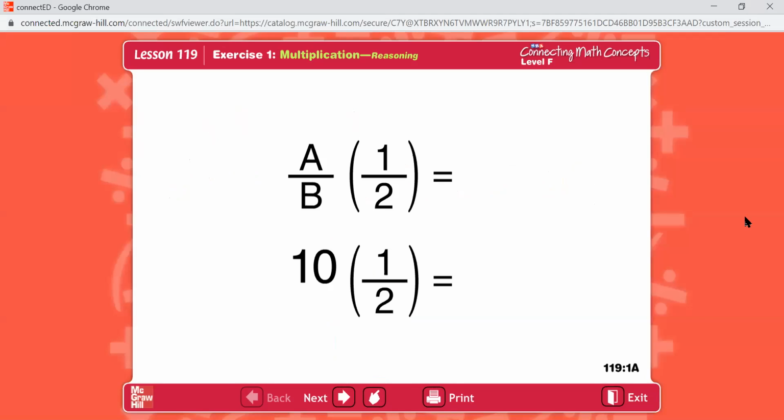Here's an example with A over B equal to 10. Let's see if the answer is less than 10. Can we simplify 10/2? Yes. The simplified value of 10/2 is 5. Your turn. Below the equation, write a different whole number value for A over B so that the answer is a whole number. Multiply by 1/2 and show the answer.